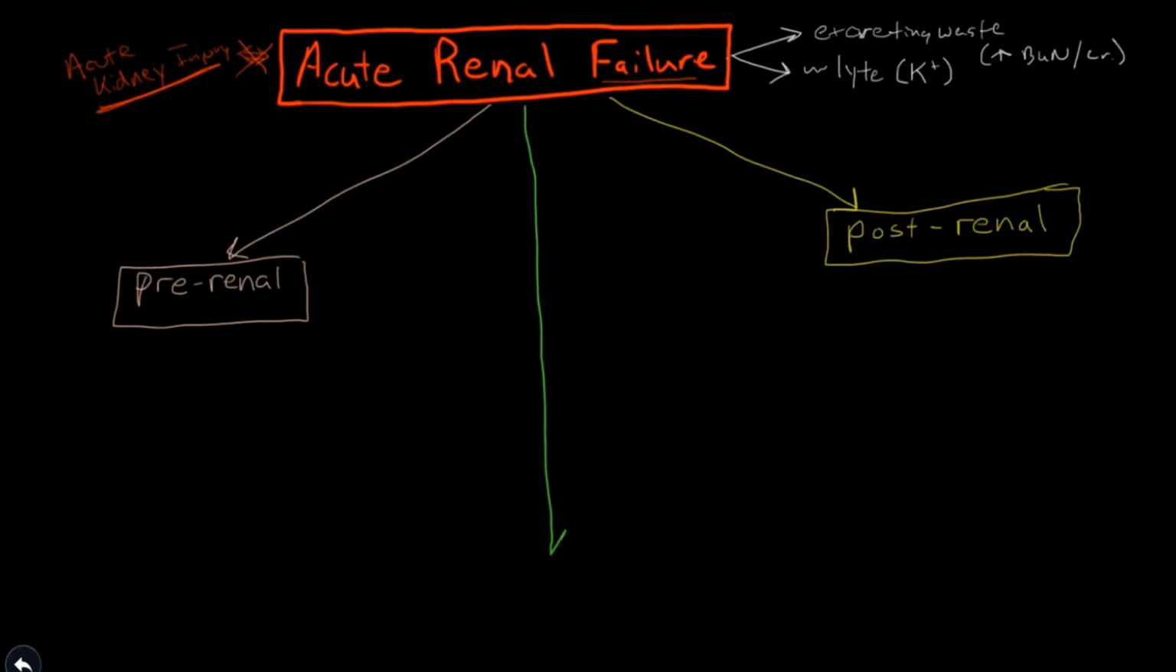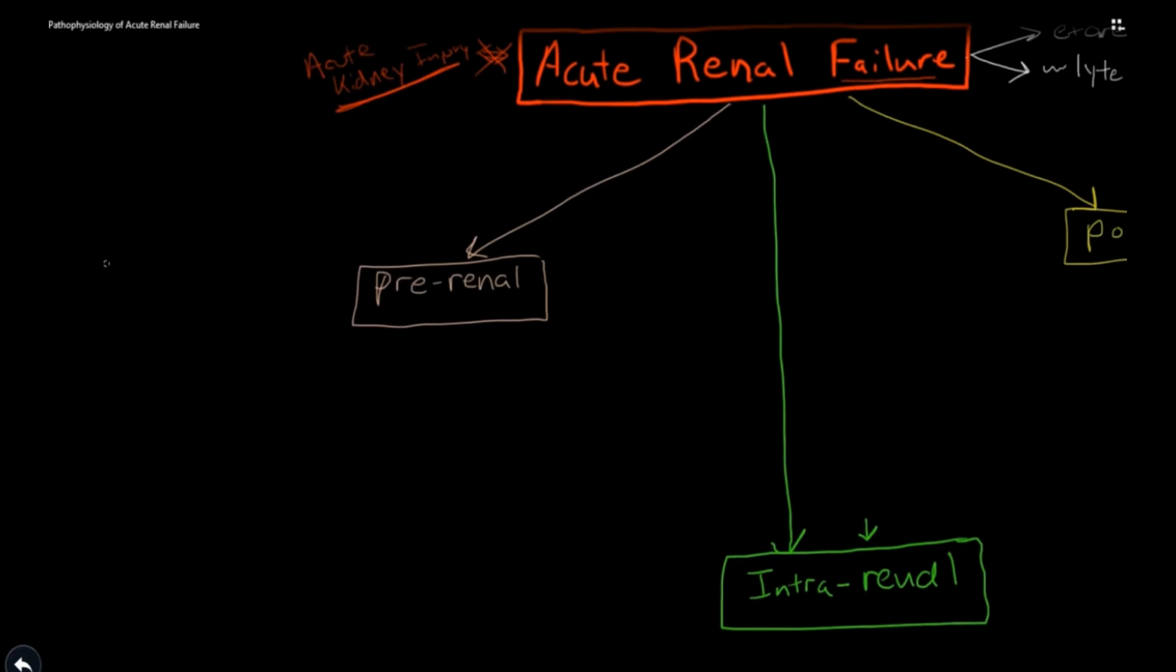Now, the third type is renal failure that is caused by damage to the nephron itself. Now, this could be caused by damage to the glomerulus in glomerulonephritis, or it could be caused by damage to the tubular epithelial cells. Okay, so I wanted to start by talking about pre-renal failure first.